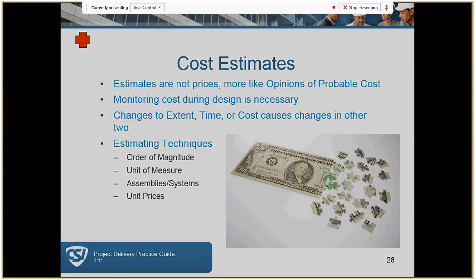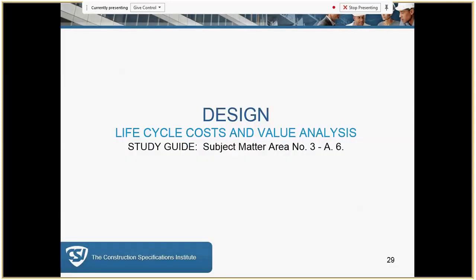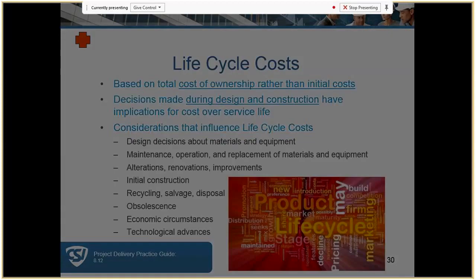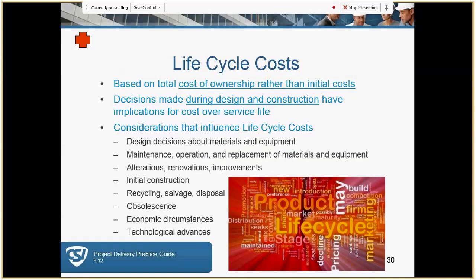And move on to life cycle cost and value analysis. Again, we've got the plus sign. It's based on the total cost of ownership rather than the initial cost. Depending on what type of owner you have, this would vary, but in most cases, whatever that first cost is will affect the life of the building. The decisions made during design and construction will have implications for cost over the service life.